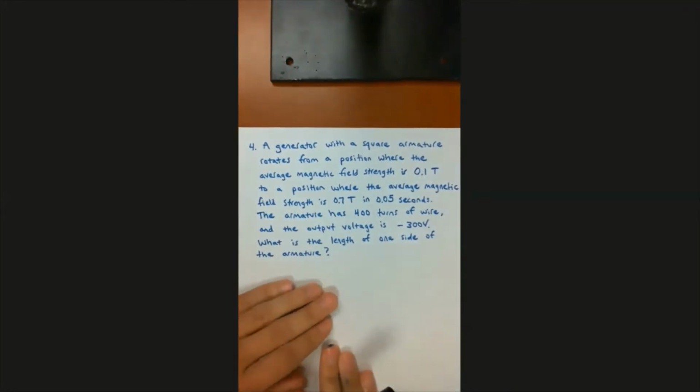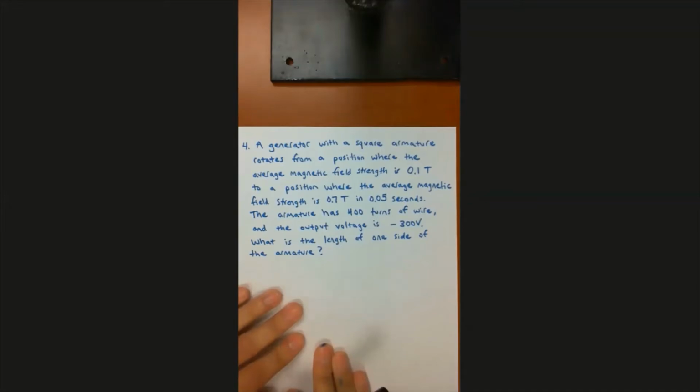And then the last question that I'll go over in this video is a problem that says we have a generator with a square armature, and it's rotating from a position where the average magnetic field strength is 0.1 Tesla to a position where the average magnetic field strength is 0.7 Tesla in 0.05 seconds. The armature has 400 turns of wire, and the output voltage is negative 300 volts. What is the length of one side of the armature, which remember is square?